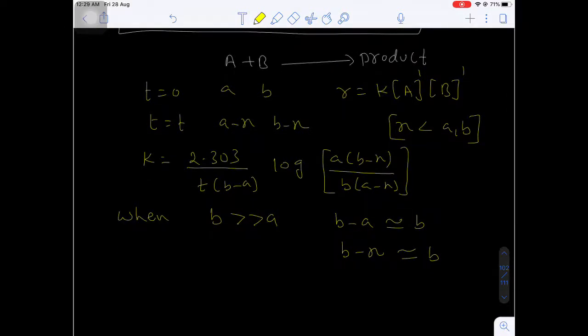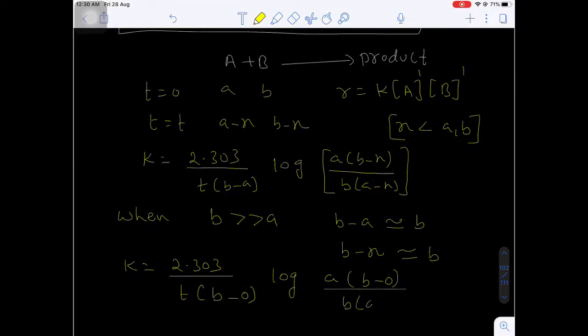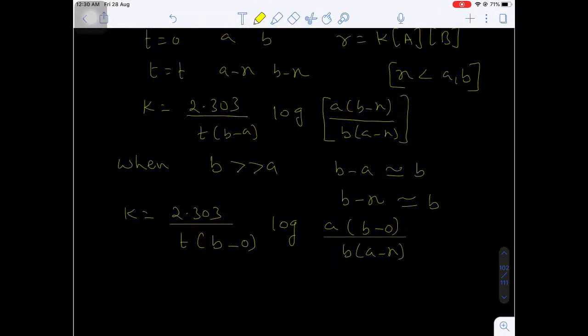That's why instead of B minus X, I am taking the B value only, as an approximation. Now if I apply these approximations in the second order rate constant expression, K is equal to 2.303 by T into B. Instead of A, I am neglecting the A value. Logarithm of, in the numerator, A into, instead of B minus X, I am writing B minus 0. X value I am neglecting. In the denominator, B into A minus X. Are you getting my point?